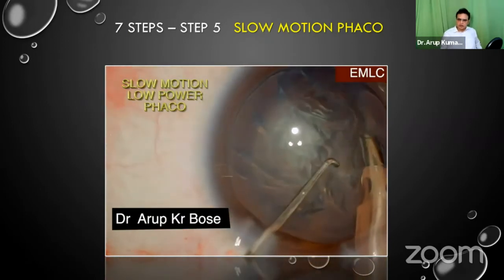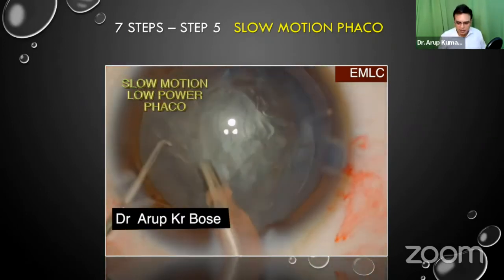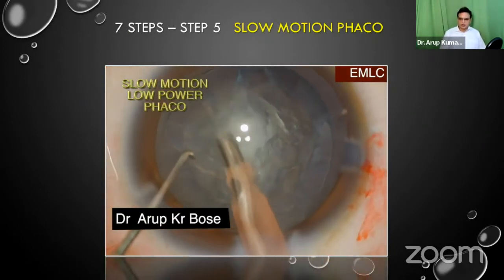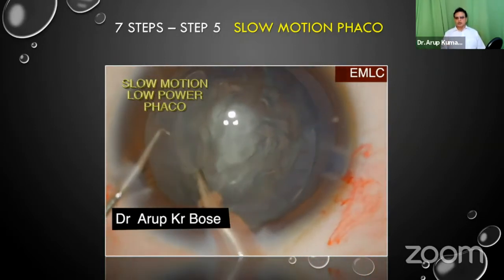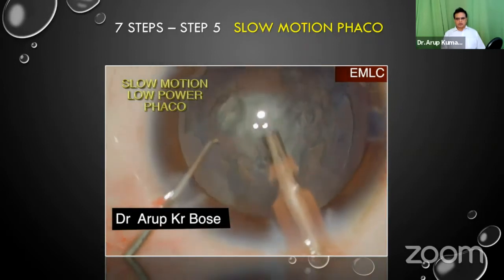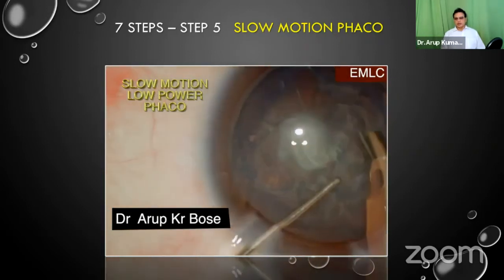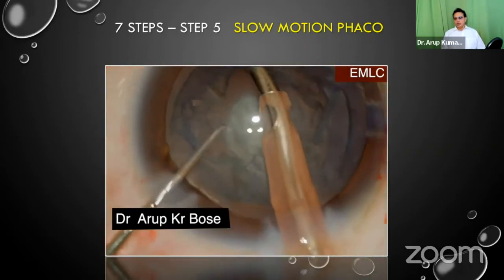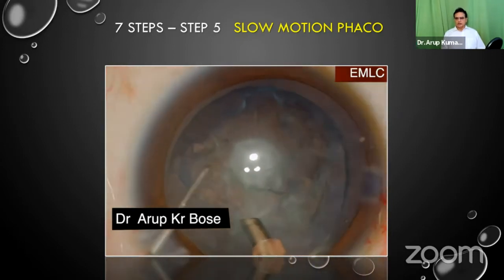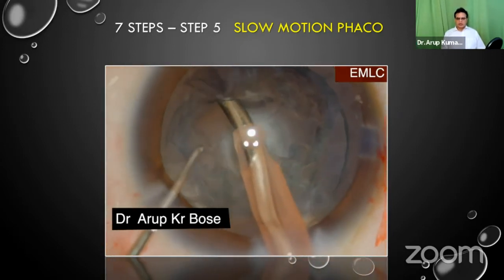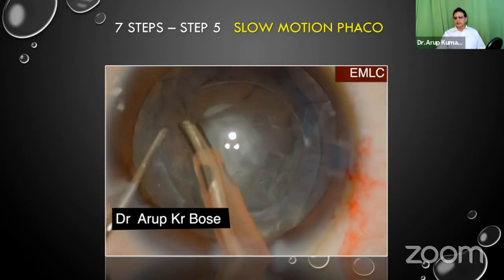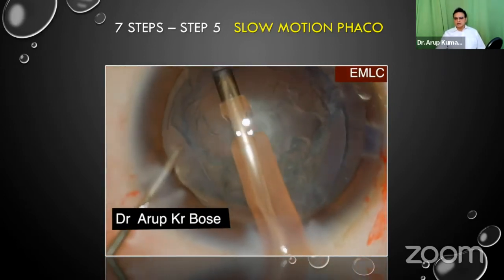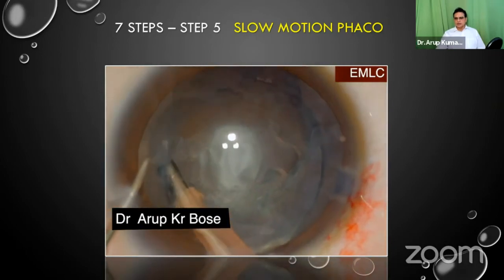Slow motion phaco under low infusion pressure. I want to emphasize that the low infusion pressure is something which is very important. You should do everything very slow, low infusion, low irrigation, low vacuum, low flow rate, everything low, go slow. Most of the time your lens is not very thick, not very hard, so that you can easily take them out.